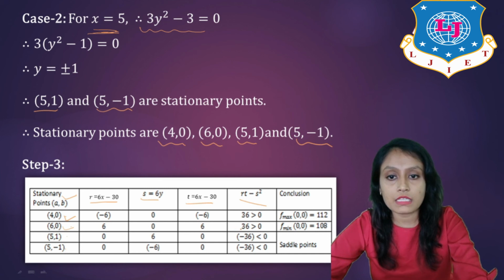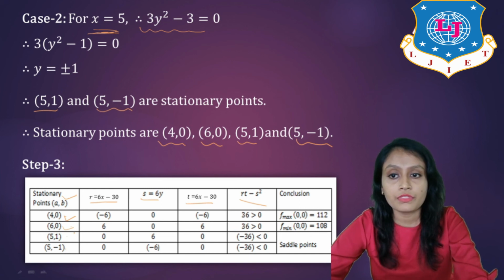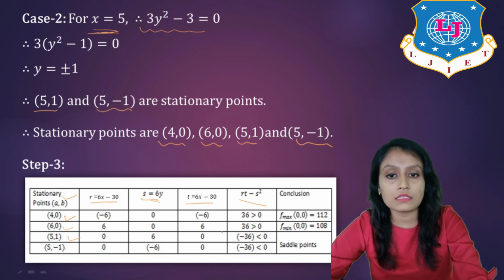Find rt minus s square. So you will get 36. Next we will solve for (5, 1). Again in place of x we substitute 5, so you will get 30 minus 30. So the answer is 0. In place of y substitute 1, so you will get 6 for t, and s is 0. So our rt minus s square will be 0 minus 36, so it will be minus 36.